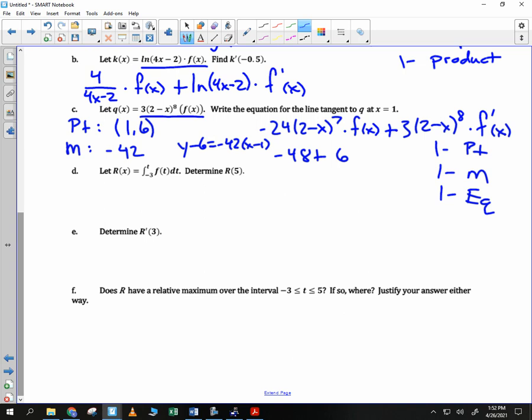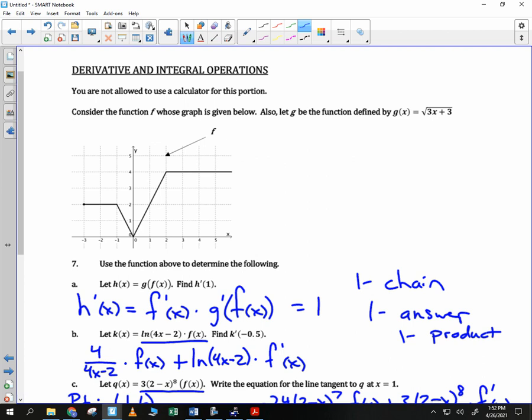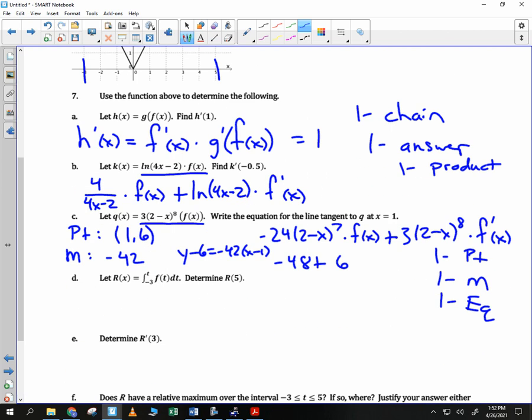Let r of x be that. Determine r of 5. This thing is the area function. You're simply looking at the area from negative 3 all the way to 5. I counted that area. I got 21. Get 1 point there.